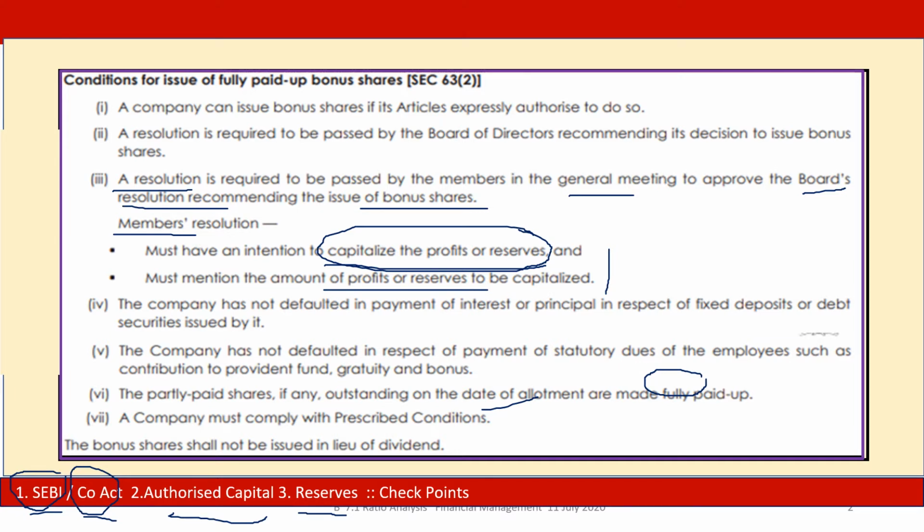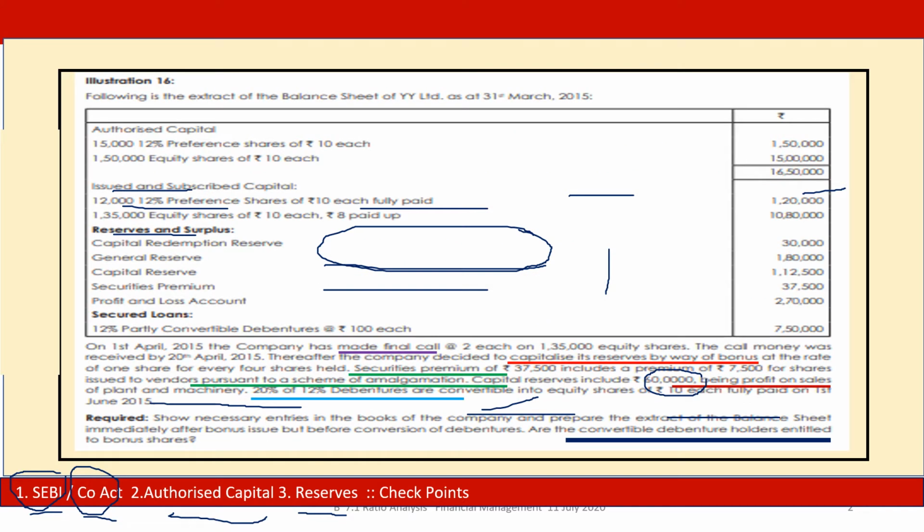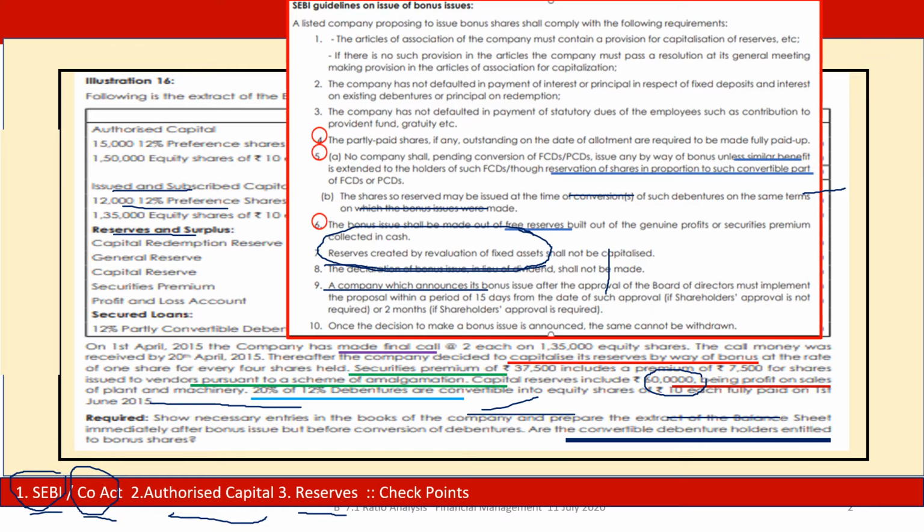Besides this, it says the partly paid shares outstanding on the day of allotment have to be made fully paid up. Simple. That is the reason this particular illustration talks of making the final call and making the shares fully paid up. Now, if we look into the guidelines given by SEBI, they are quite interesting. We can see it item by item. The company made a final call. What does SEBI say? The partly paid shares, if any, outstanding on the date of allotment are required to be made fully paid up. This is one requirement, therefore the call.